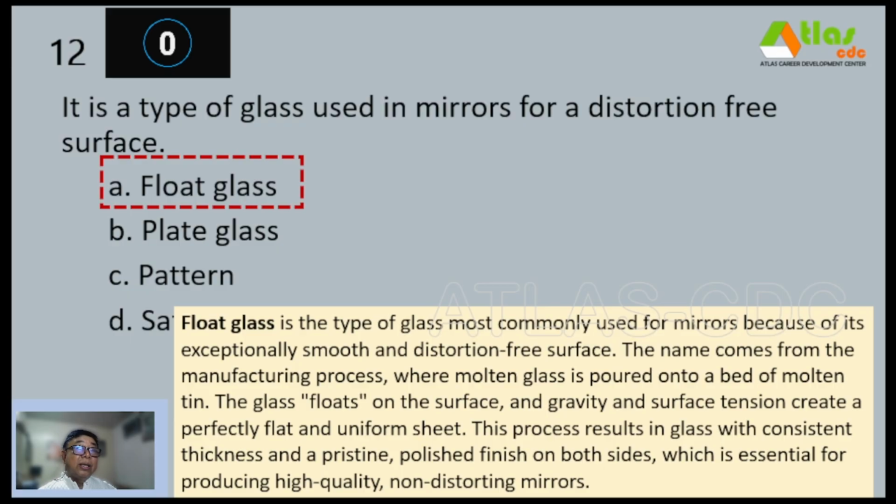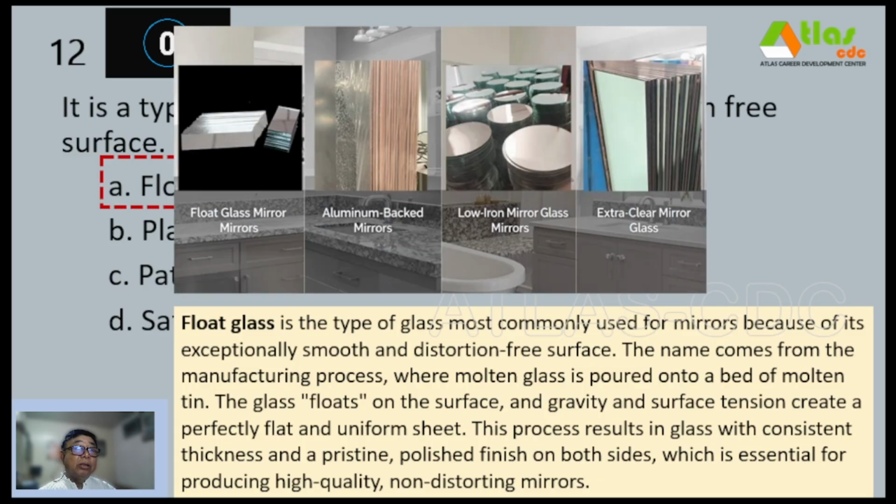surface. The name comes from the manufacturing process where molten glass is poured onto a bed of molten tin. The glass floats on the surface, and gravity and surface tension create a perfectly flat and uniform sheet. This process results in glass with consistent thickness and a pristine polished finish on both sides, which are essential for producing high-quality, non-distorting mirrors. So these are some of the glass used for mirrors: the float glass, aluminum back mirrors, low iron mirror glass, and extra clear mirror glass.